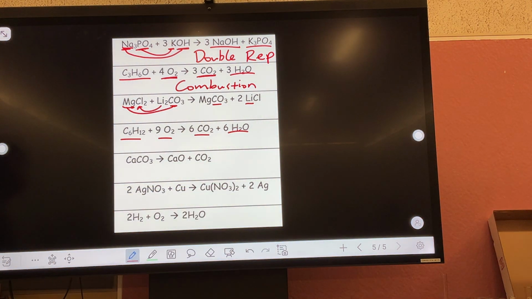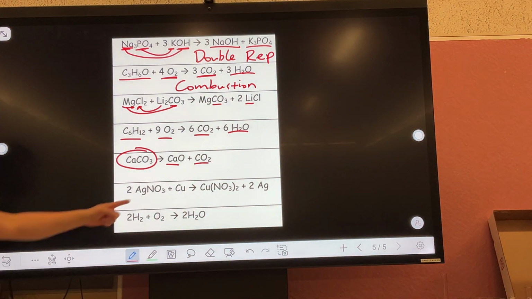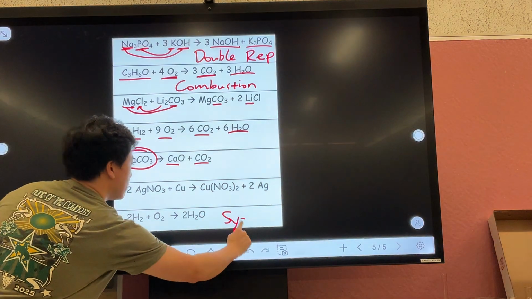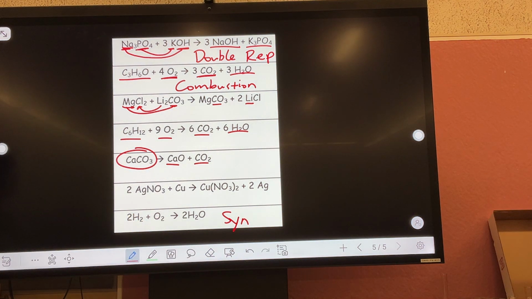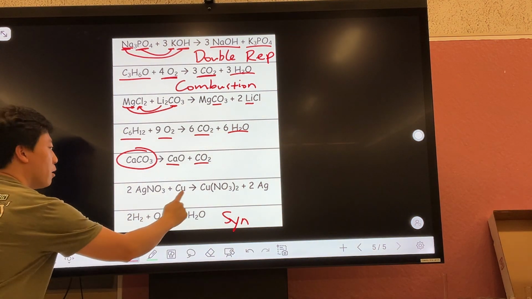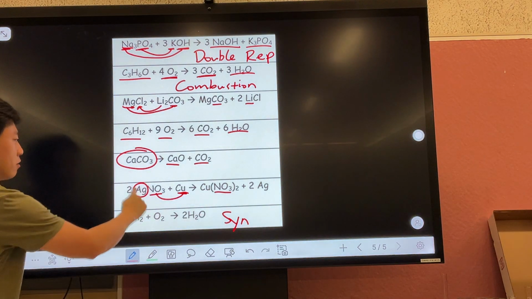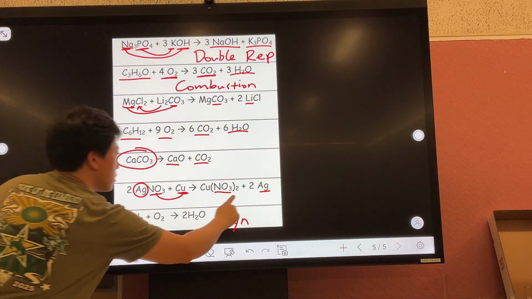That's combustion. Decomposition. This one is decomposition. One thing gets broken into two different things. Decomposition. What about this one? The last one is synthesis. This one is synthesis. That one is single replacement. Copper combines with NO3, and then Ag is alone. Ag is alone. So that's a single replacement. This one is single. Okay?